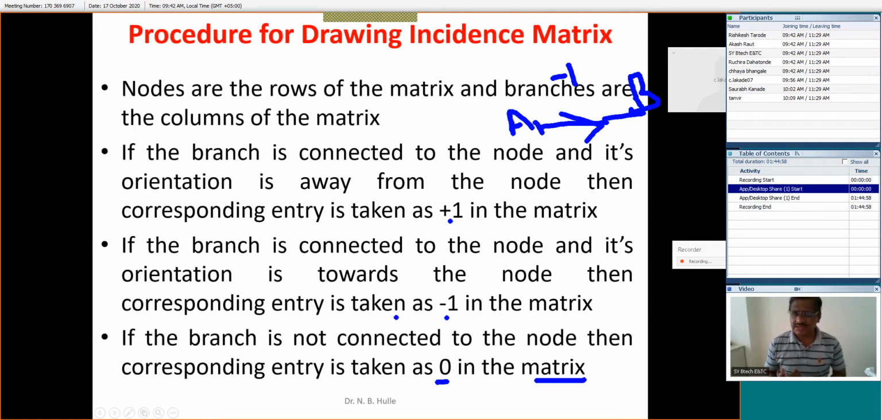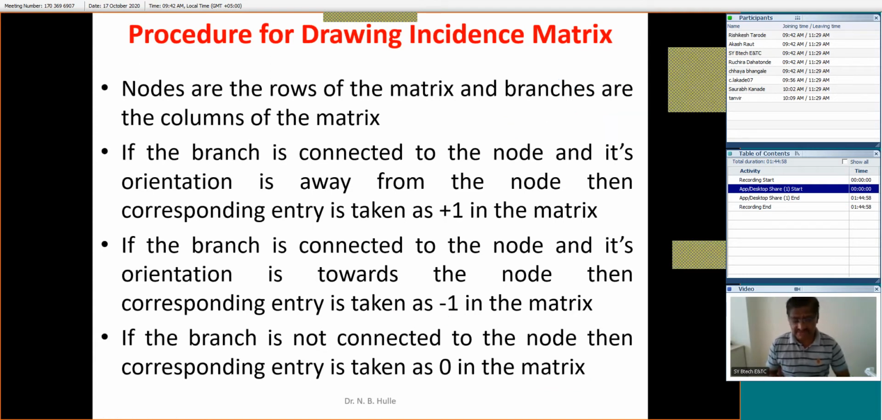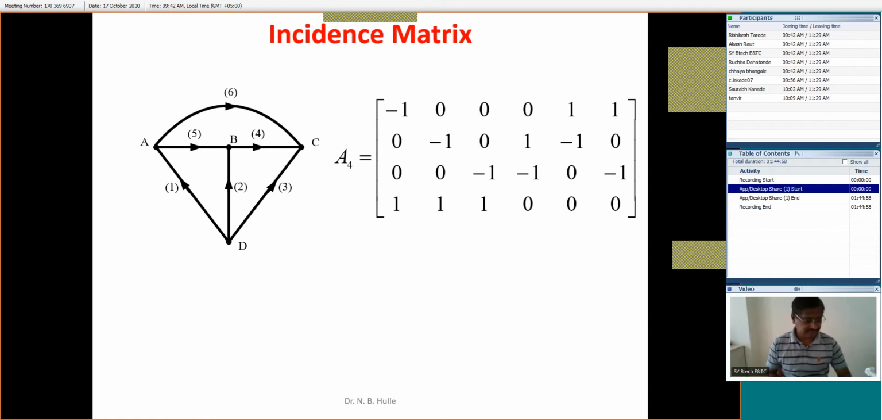In the matrix, we have to enter one of the 3 values, +1, -1, or 0. If the current of that particular branch is leaving the node, then that entry will be +1. If that current is entering the node, then it is -1. If that branch is not connected to that node, then its entry will be 0. I will show one example, then discuss it, and then come back to you.